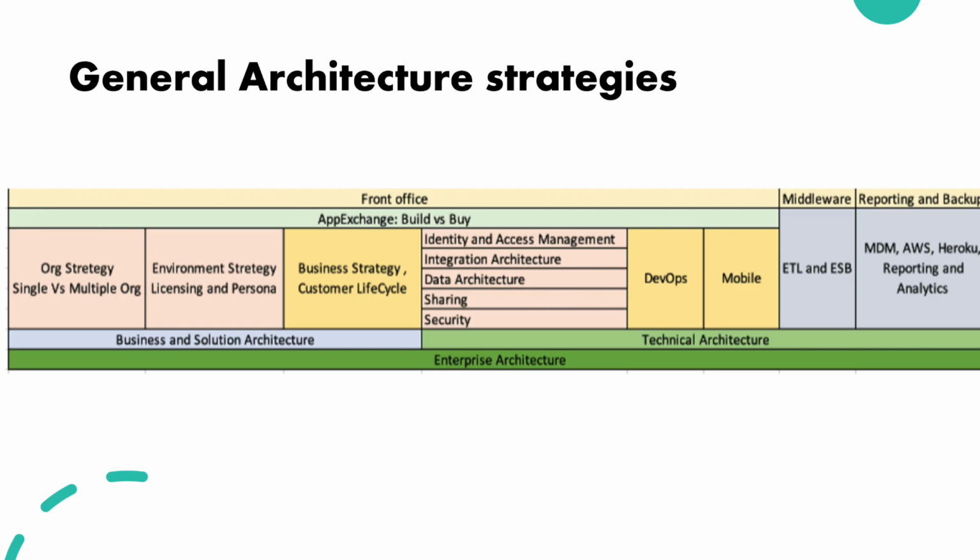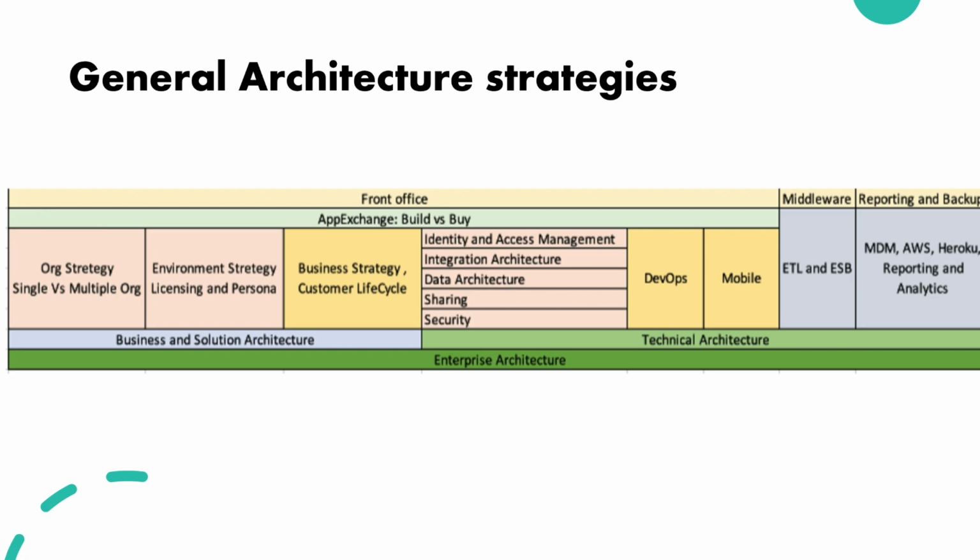The next one is environment strategy and licensing. Most people inherit the org and they don't focus on the licensing part. But if you have the luxury, then always consider which license is a perfect fit for the customer, so that you can save cost for the client and use the right persona and licensing for a particular environment. And business strategy and customer life cycle is another important part. All this comes under business and solution architecture.